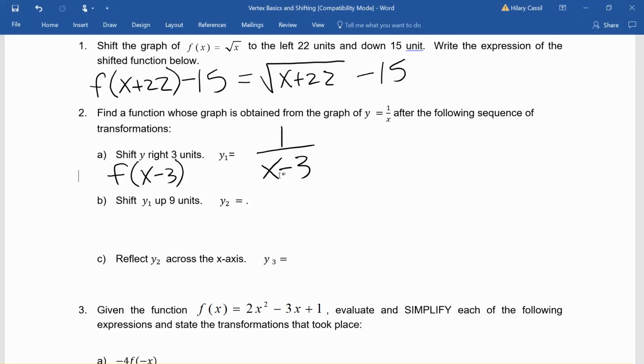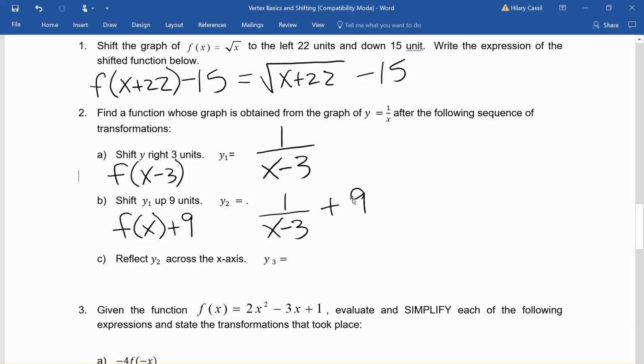The next thing we want to do is shift what we just made up 9 units. And to do that, we would take any function and just add 9 to the outside. So for our function that we had here, we had 1 over x minus 3. Shifting that up 9 units is going to be plus 9 on the outside of our function.